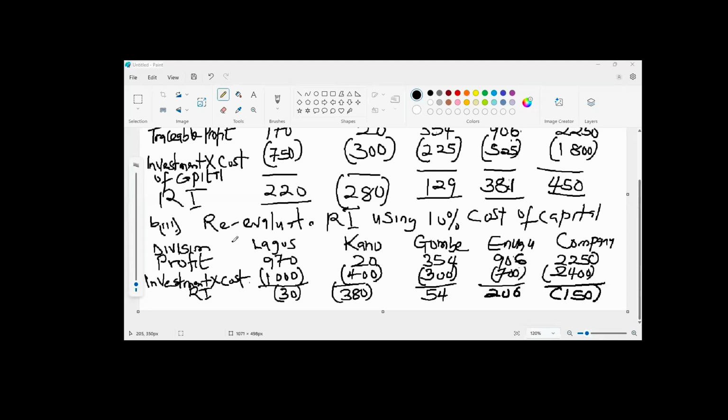Yes, sir. Can you comment on the cost of the capital? Because the cost of the capital of 10% here gives almost 2 negative performance here, while in the previous one it is just only Kano. Okay, we can comment. If the cost of capital increased to 10%, the company as a whole will be doing badly.